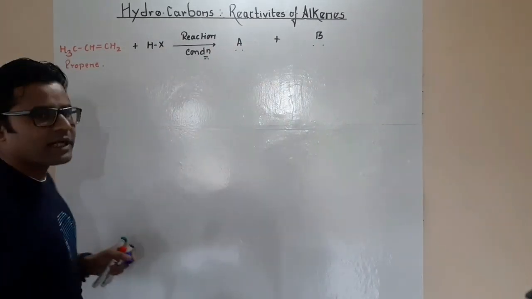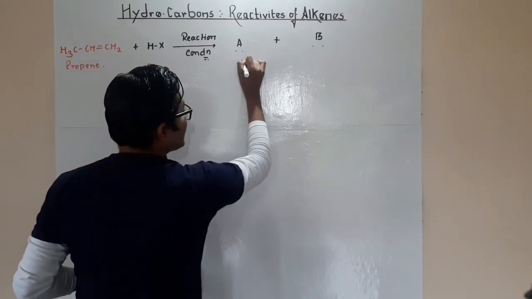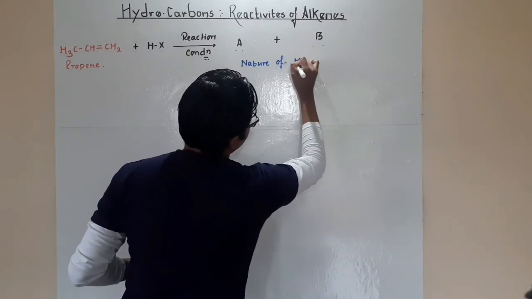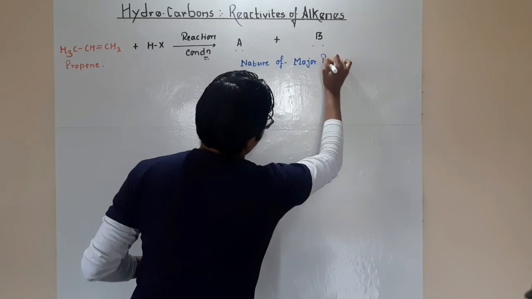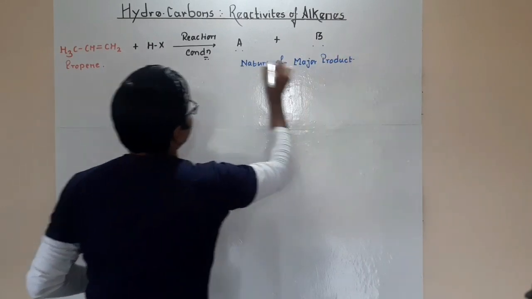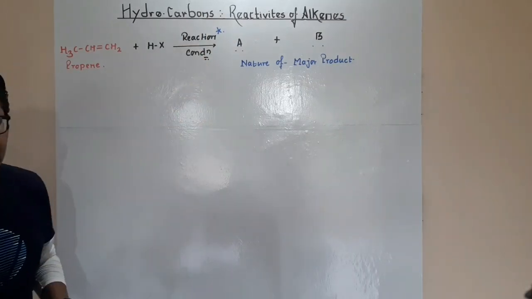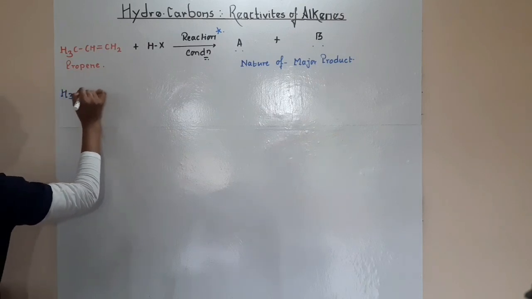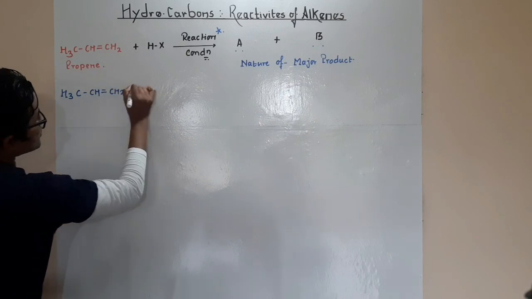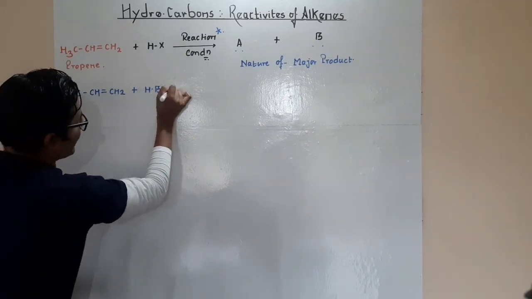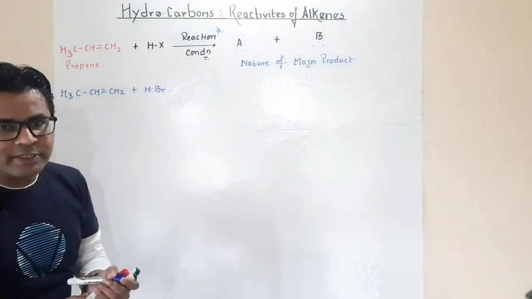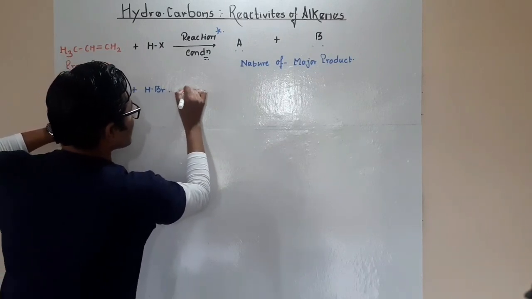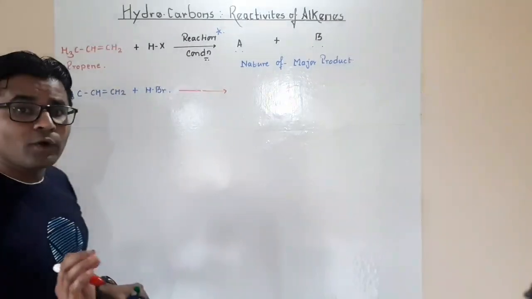Doesn't matter what the reaction condition is, but the nature of the major product depends upon the reaction conditions. Let us take an example, solve it and try to understand this. So if I have CH3 CH double bond CH2 adding with hydrogen bromide, taking hydrogen bromide into consideration, this reaction follows Markovnikov's rule.